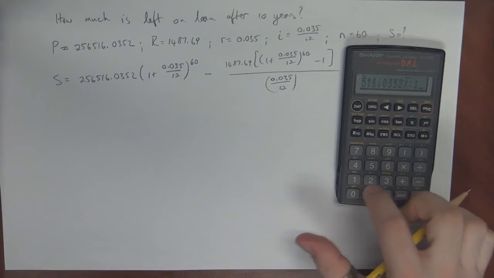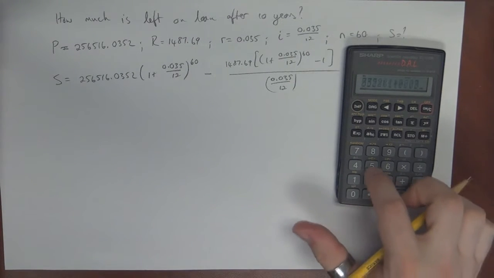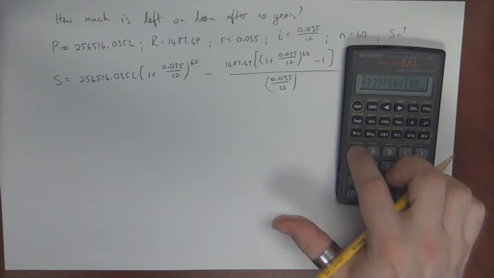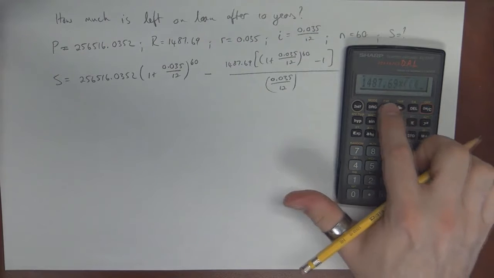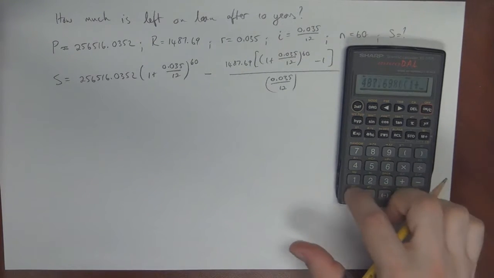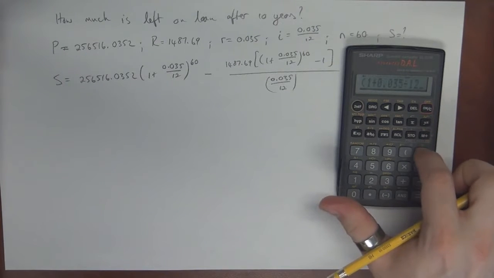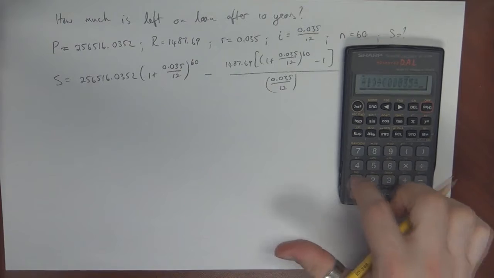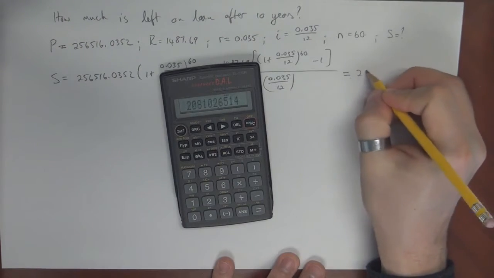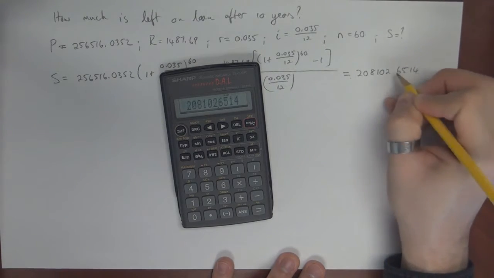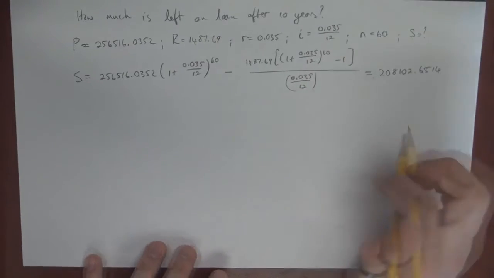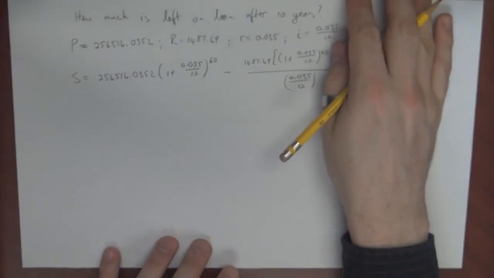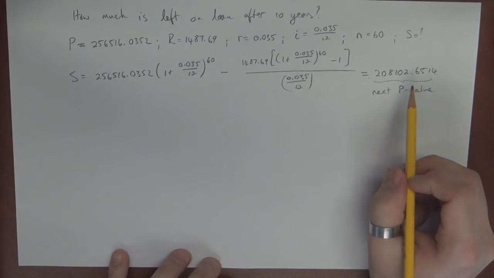256,516.0352 times (1 plus 0.035 divided by 12) to the power of 60 minus 1487.69 times, oops, just two brackets, ((1 plus 0.035 divided by 12) to the power of 60 minus 1) divided by (0.035 divided by 12), and I get 208,102.6514. That is the amount left on the loan. So this is the next P-value. Going into year 11, this is how much is left on the loan.